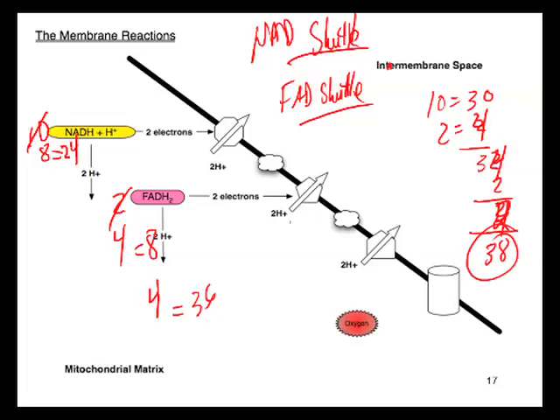Now obviously this is all theoretical. As long as there's a proton gradient and 2 protons come through, it's going to make ATP. But whether those 2 protons came from NADH or FADH, it doesn't matter. I mean, we're looking at theoretical yields.